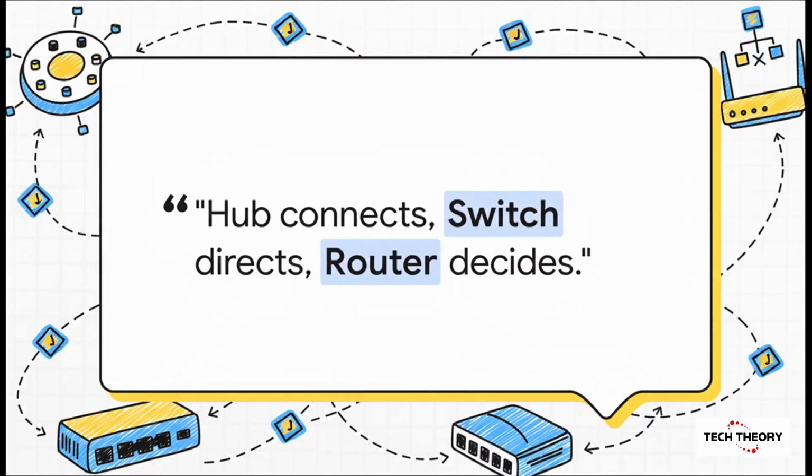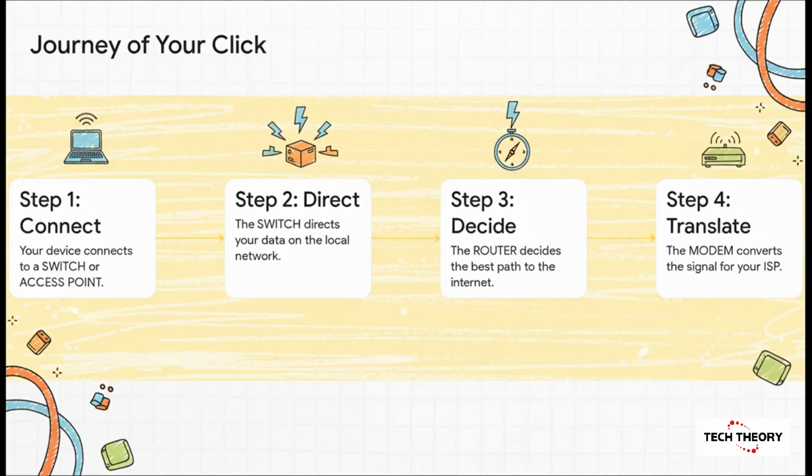And you know what? If you only remember one thing from all of this, make it this little mantra right here. A hub just connects. A switch directs traffic inside one network, and a router decides the path between different networks. Connects, directs, decides. Simple. So let's trace that journey one last time, lightning round style.